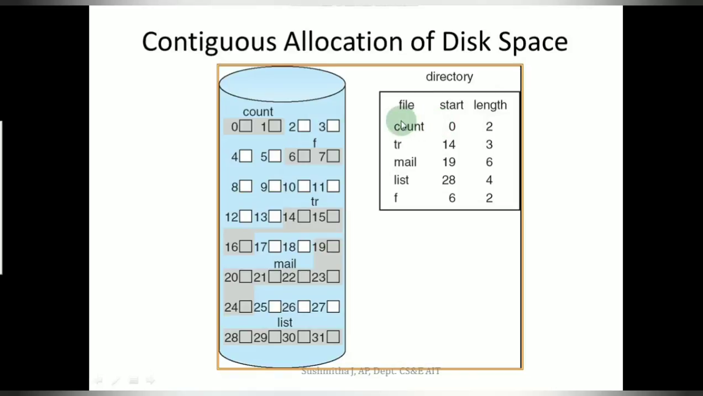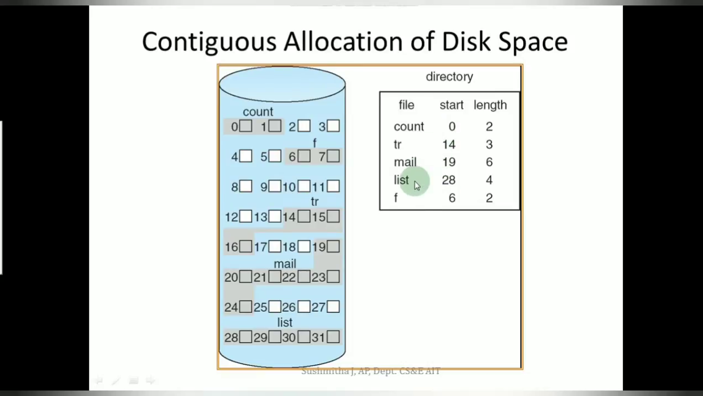For example, you have the file named count, which starts at block number 0 and its length is 2, so it is occupying blocks 0 and 1. You have a file named mail, which starts at 19 and needs 6 blocks, so 19, 20, 21, 22, 23, 24. So this is how the contiguous allocation happens, and this is the directory structure of the contiguous allocation.